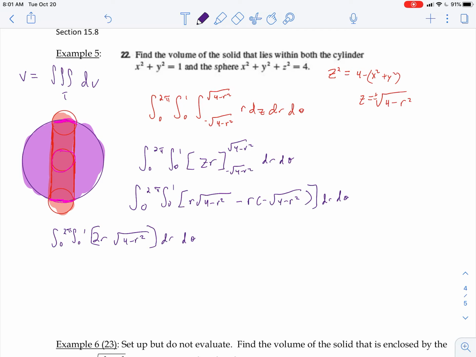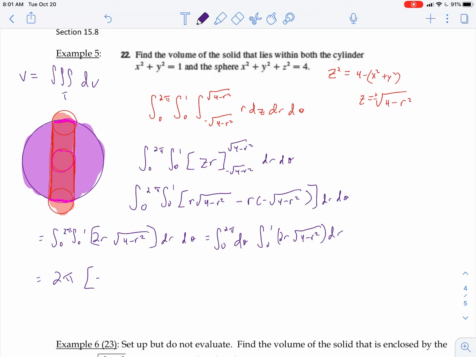And again, notice, hey, I don't have anything but r's in the integral and no thetas, so let's go ahead and break that up. 0 to 2 pi d theta, and the integral from 0 to 1 of r radical 4 minus r squared dr. Now, again, the outside integral, 0 to 2 pi d theta, is just going to be 2 pi.